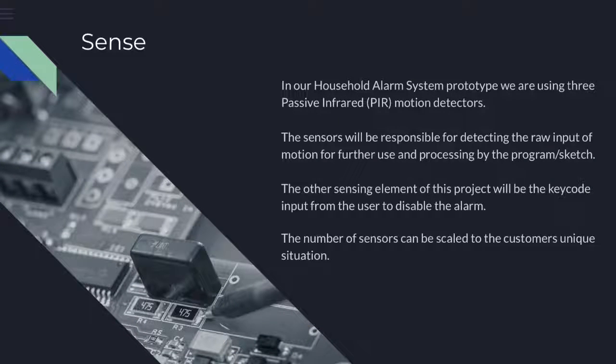In our household alarm system prototype, we are using 3 passive infrared motion detectors. The sensors will be responsible for detecting the raw input of motion for further use and processing by the program and sketch. The other sensing element of this project will be the key code input from the user to disable the alarm. The number of sensors can be scaled to the customer's unique situation.